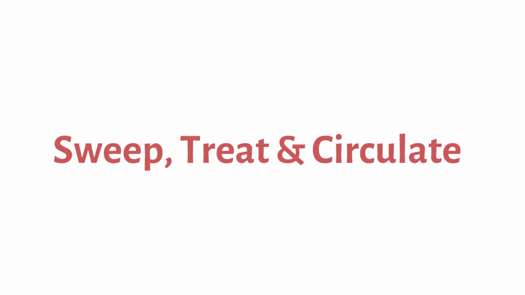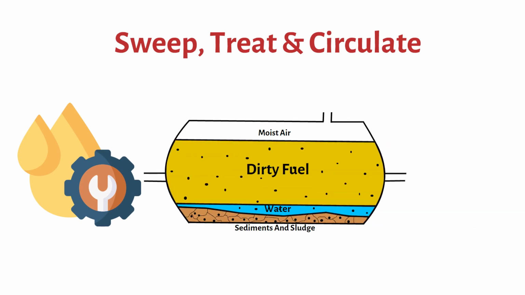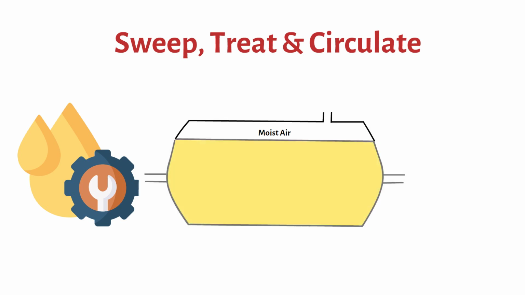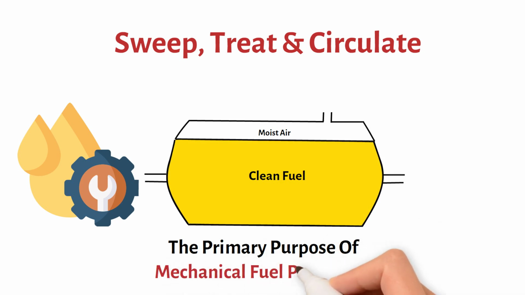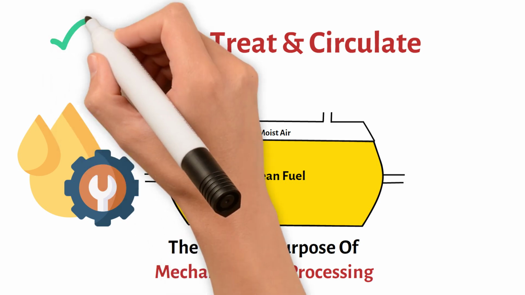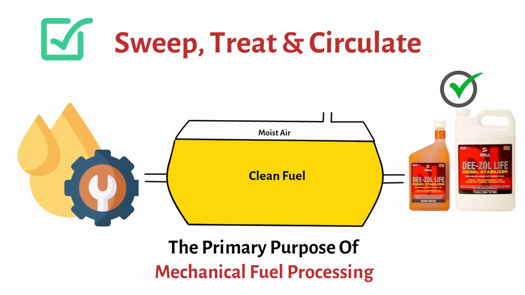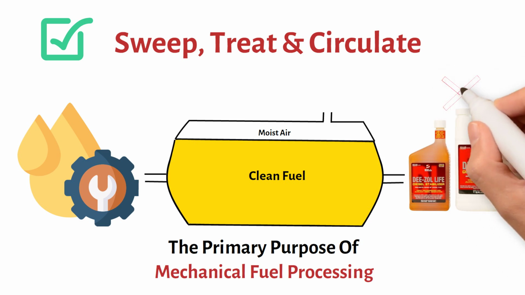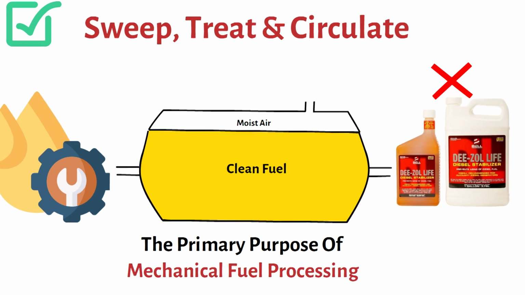This sweep, treat, and circulate method is an important part of best practice fuel management because, first, it's the best way both to remove the water, sludge, and other contaminants from your fuel system, which is the primary purpose of the mechanical prong of the hybrid approach. But not only that, the sweep, treat, and circulate process also ensures that the right chemical treatments you're using get properly applied in your fuel. And that's important too, because many chemical treatments either won't work or won't work as well as they should if they're not applied in the right way.